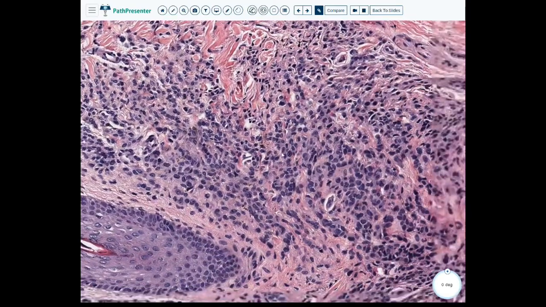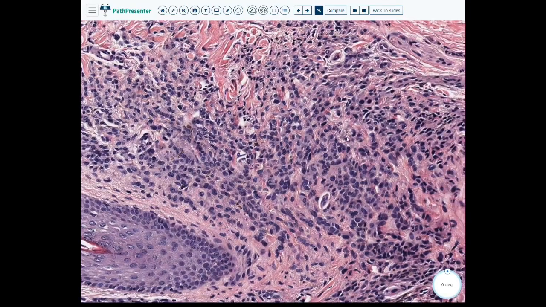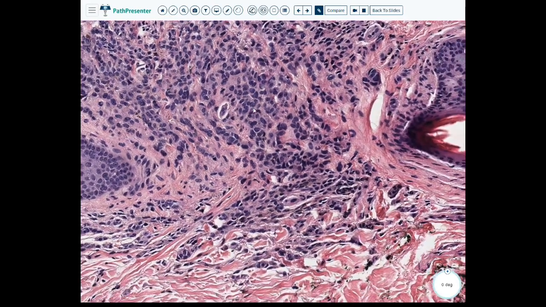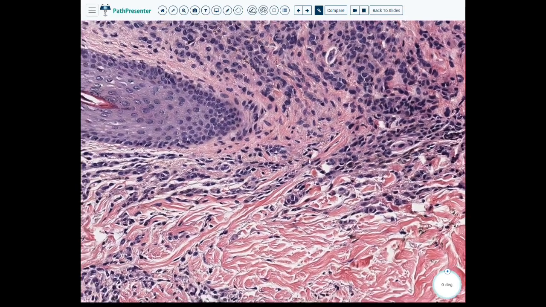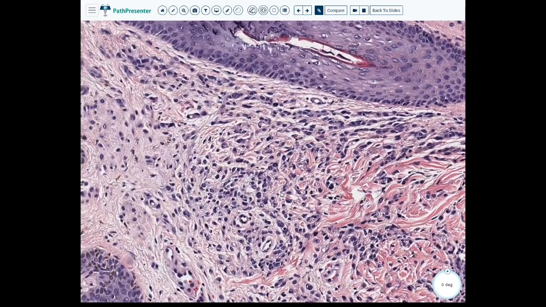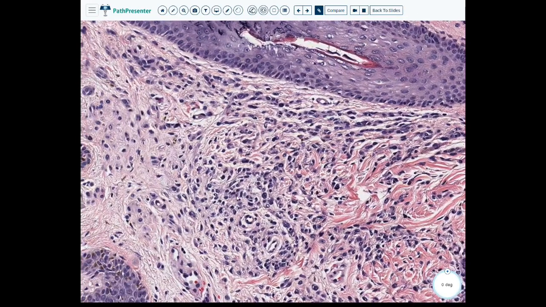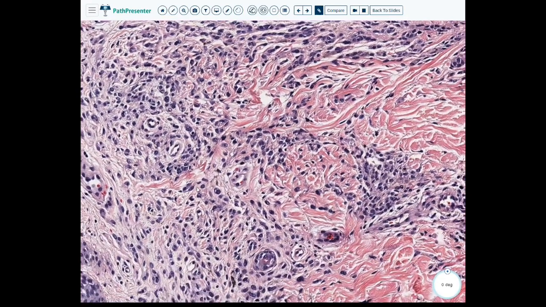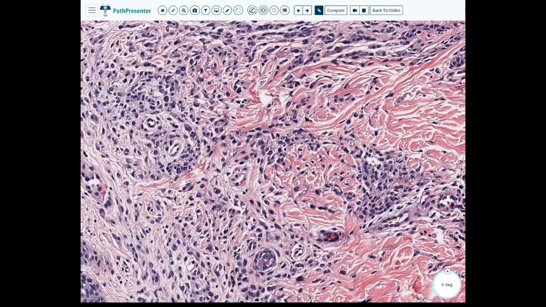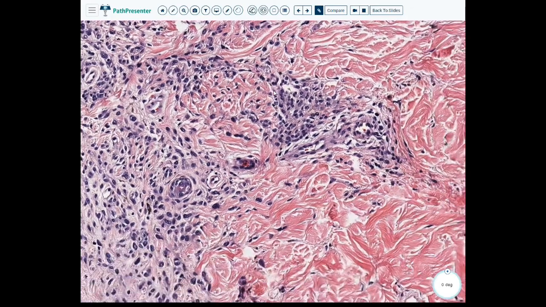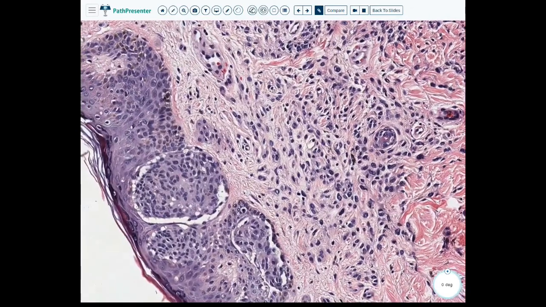And again, seeing these very nice bland melanocytes. You can see those nucleoli, but they're not macronucleoli. There's a general monotonous feel to this lesion. Okay, like yes, some of the cells are a little bigger, but there's nothing really bizarre looking about this.